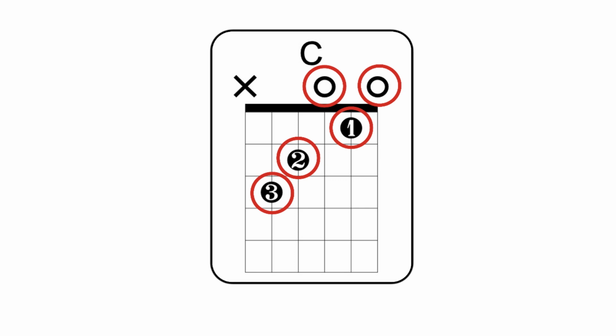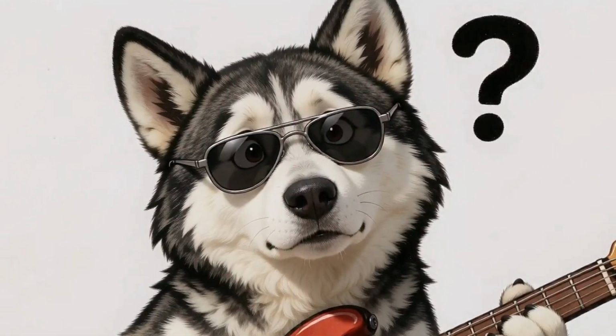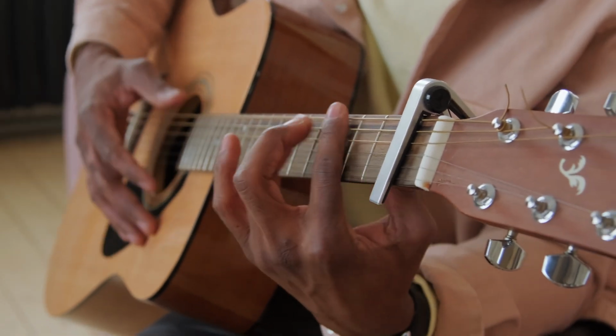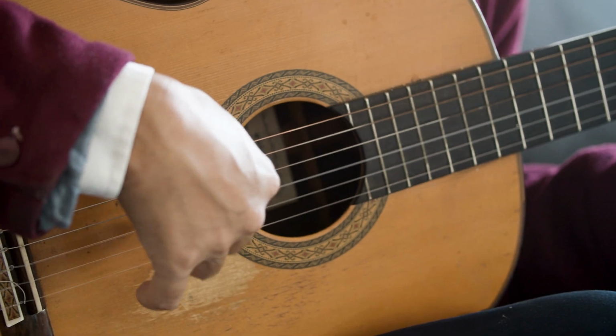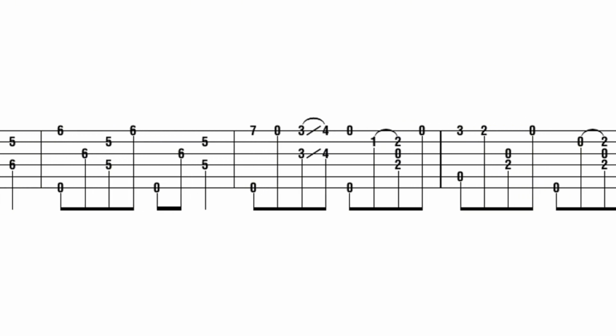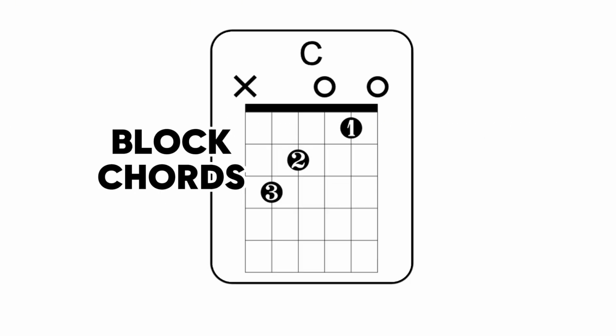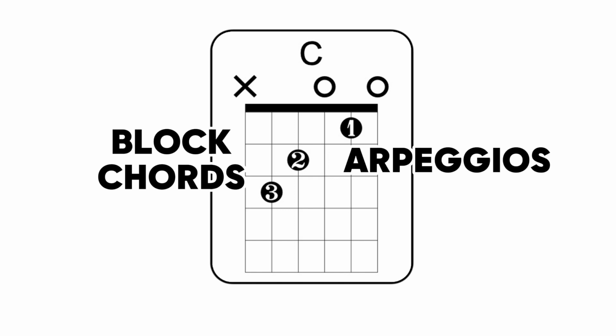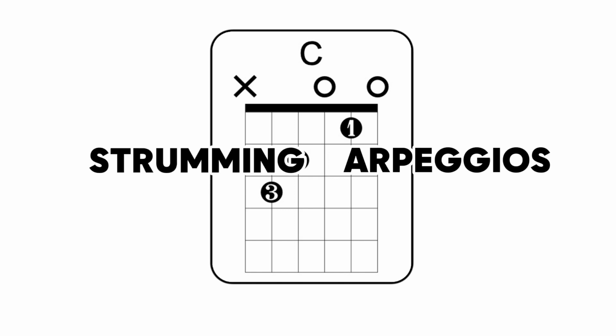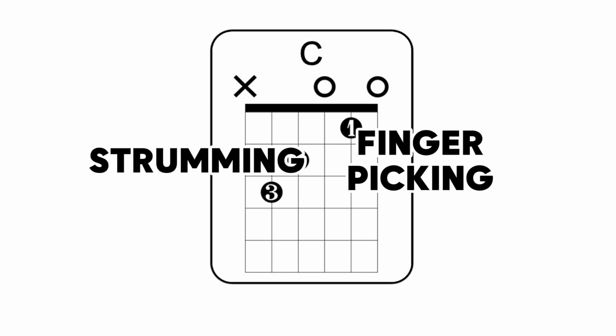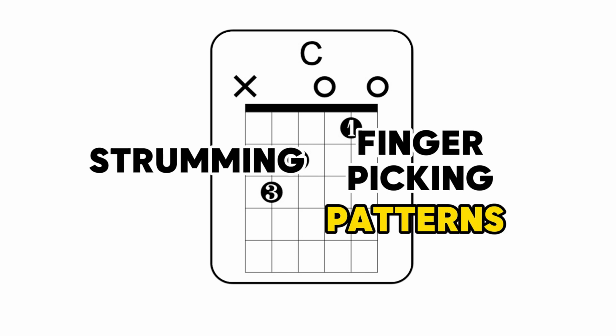Now we know which strings to play. The next question is, how should we play them? Should we strum them all at once, or pick them one note at a time? Without tablature, there are usually two common approaches: block chords and arpeggios. On guitar, these generally correspond to strumming and fingerpicking. And once you start fingerpicking, you'll often hear another term, picking patterns.